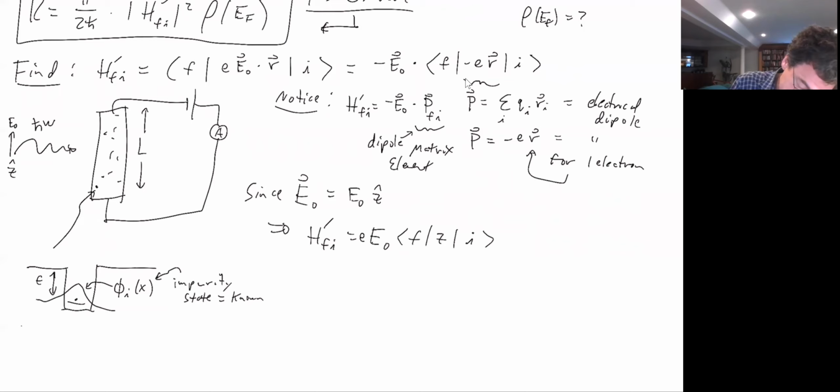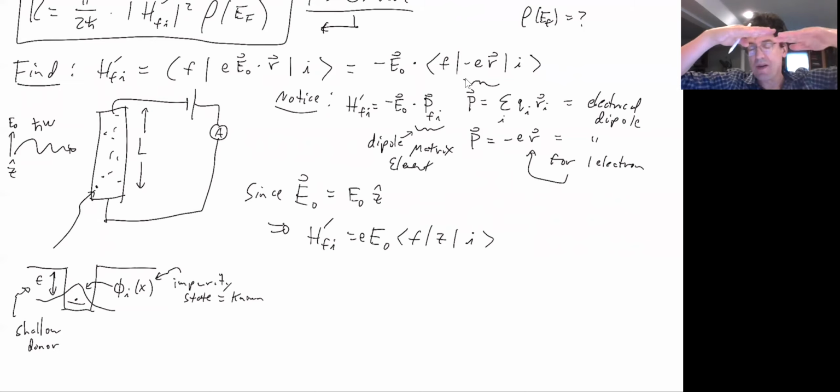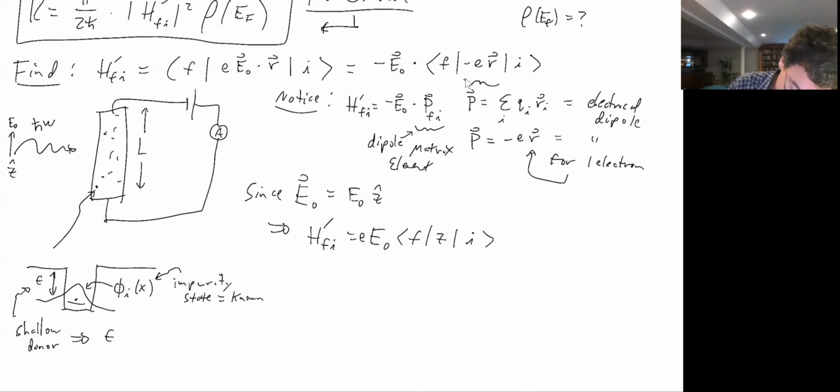We'll call that a shallow donor, meaning that the binding energy of that state is small. So epsilon is a small binding energy, small compared to the light. We'll just say that h bar omega is way bigger than the binding energy of the impurity.